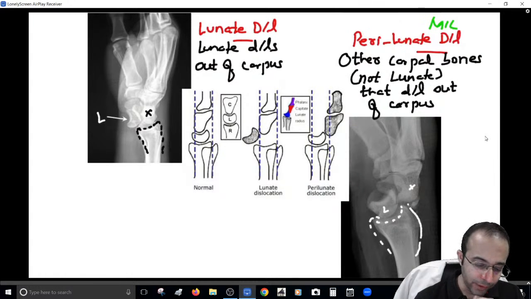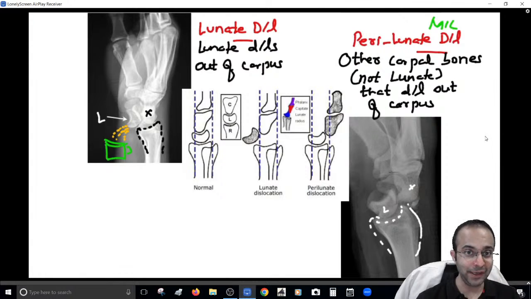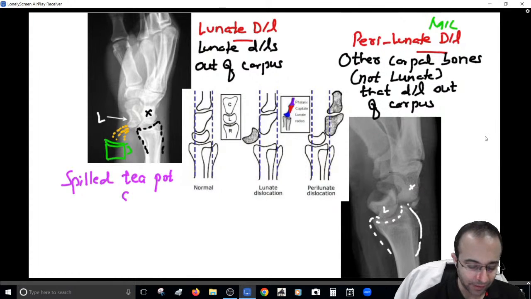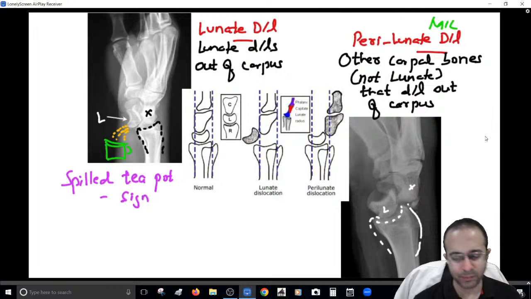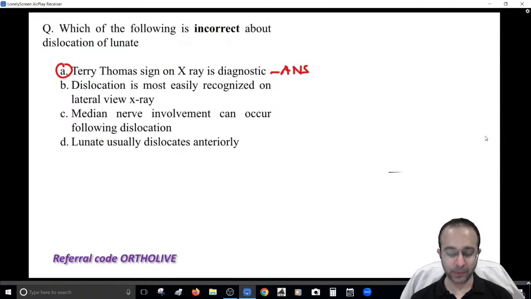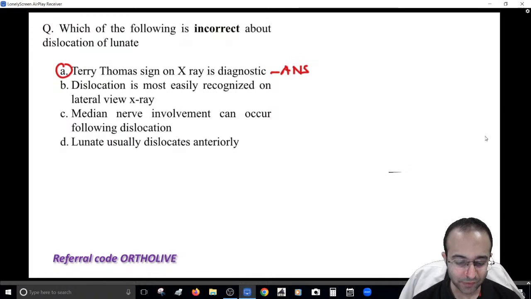Now this dislocated lunate looks like a teapot. From there you can pour some tea, maybe a cup of coffee in case you guys are feeling sleepy. This is an X-ray sign that is popular for lunate dislocation, and it's called the spilled teapot sign, or some people call it the spilled coffee sign. So, Terry Thomas sign is diagnostic?